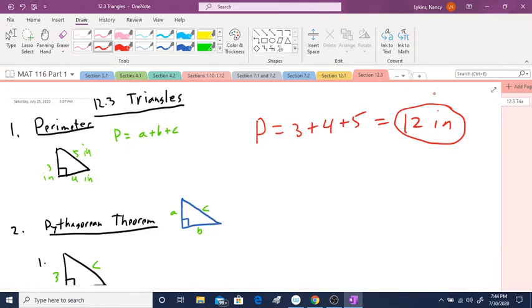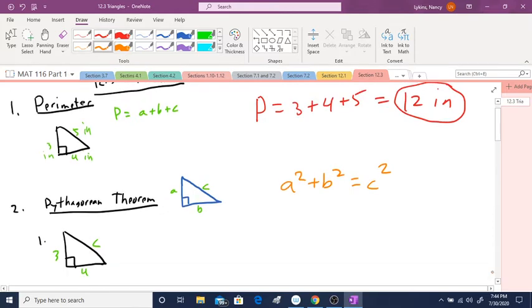Now, the second part of triangles is understanding the Pythagorean theorem. Now, Pythagorean theorem has to have a right triangle, a right angle in it. And if you all can recall, seeing a squared plus b squared equals c squared. Now I want to clarify myself. This Pythagorean theorem can only be used on right triangles.